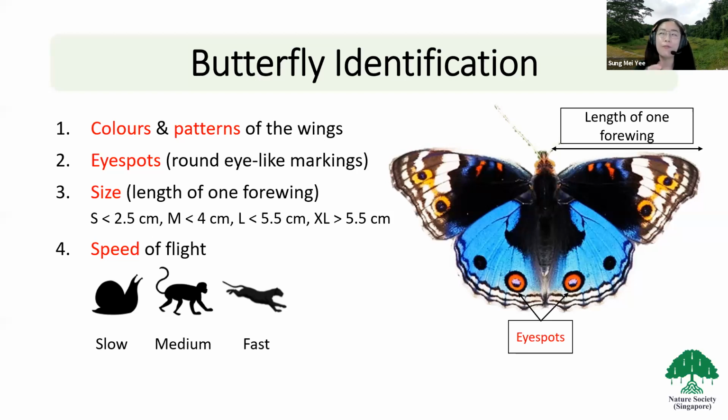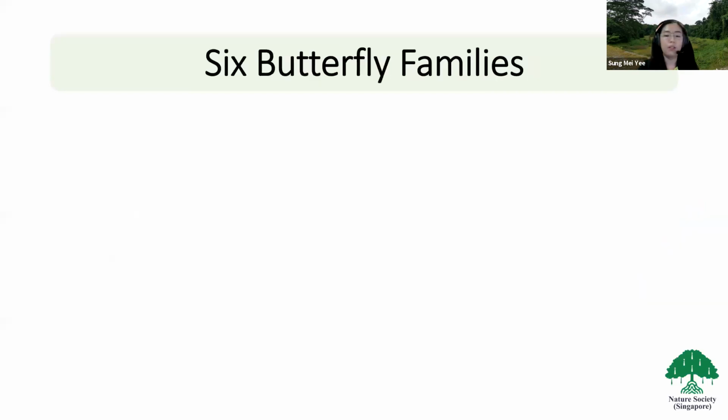You might think it's a fast flying butterfly, but actually it's flying slow. So speed, for a start, you might find it confusing, but as you look at butterflies more frequently, you can start to tell apart, oh, this is slow, this is medium, this is fast. For a start, you'll most likely be identifying butterflies based on the colors and the patterns and maybe the size as well.